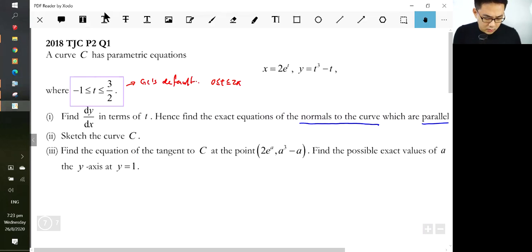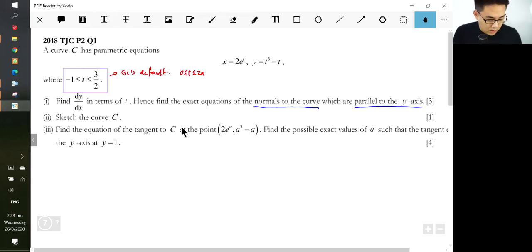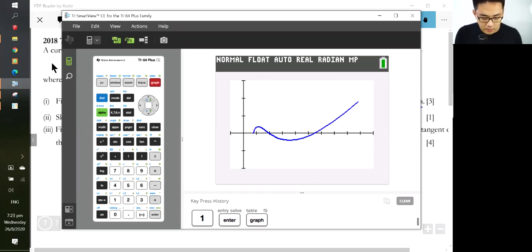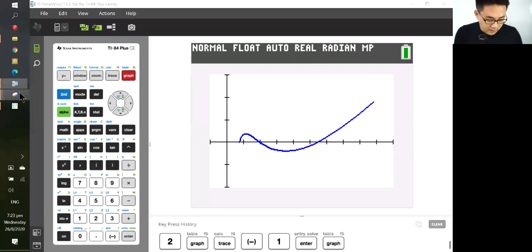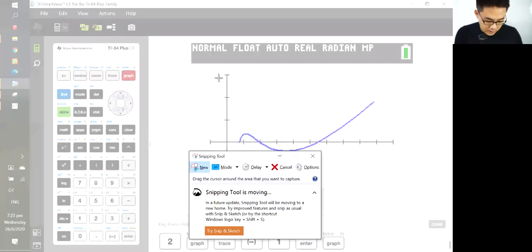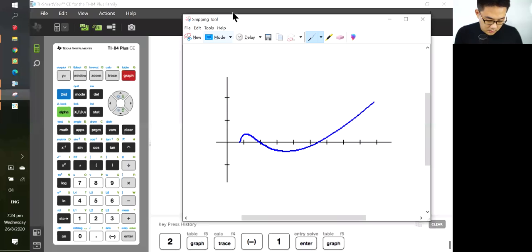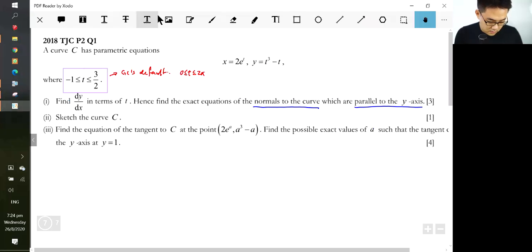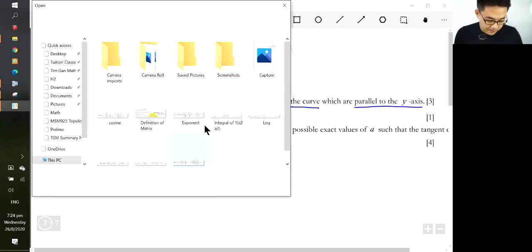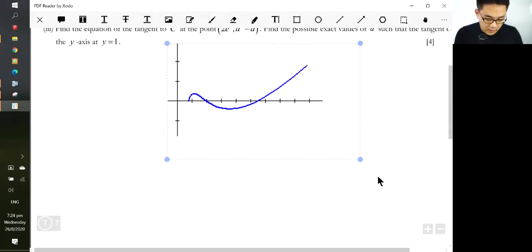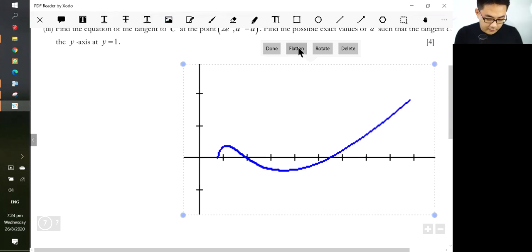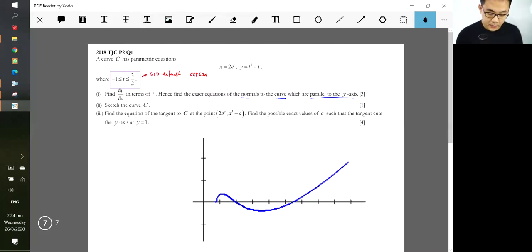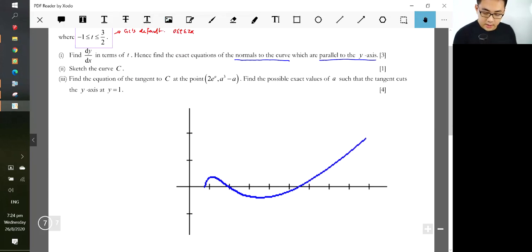Okay, so we're going to talk about this graph here. You want a normal which is parallel to the y-axis. It's just wordplay. So I think I'd better copy this graph down, because this is important, to illustrate it. You don't have to sketch a graph for the first question, but if you want to understand, you just plot it in your GC, then you understand which is a normal that is parallel to the y-axis.